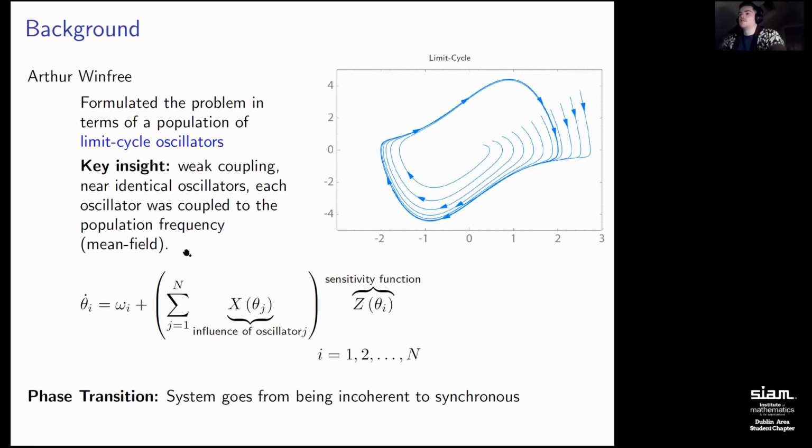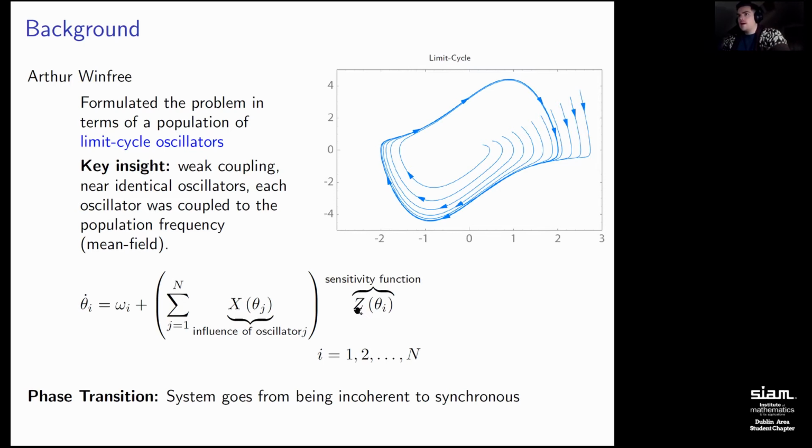in terms of physics. So Winfrey came up with this model, which is basically a model of the phase. The evolution of the phase for oscillator i is given by the intrinsic frequency of oscillator i, this omega i, plus all the contributions of the influence of the other oscillators times some sensitivity function. This sensitivity function measures the response of oscillator i to all the other oscillators. So it's kind of like a control parameter.